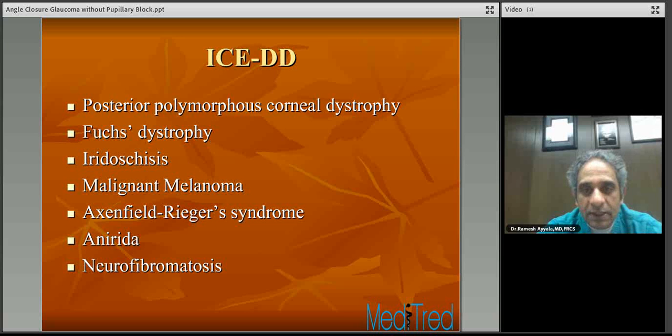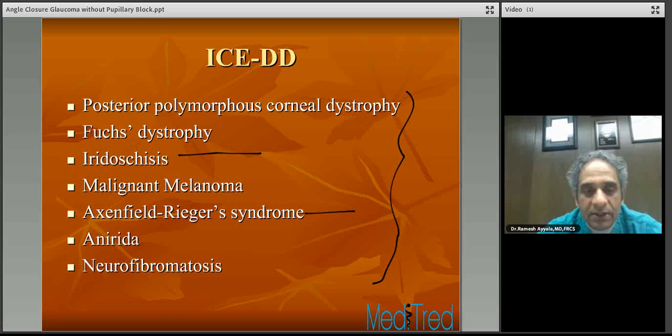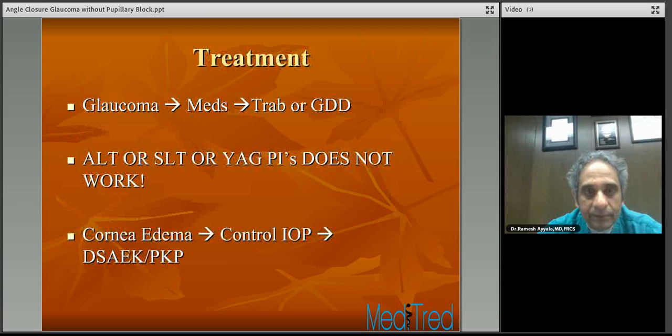Differential diagnosis for ICE includes all of these disorders, posterior polymorphous corneal dystrophy being the most likely as the number one in the differential. Iridoschisis is another thing that you need to remember, and so is Axenfeld-Rieger syndrome. So treatment for glaucoma, obviously you want to try some aqueous suppressants.